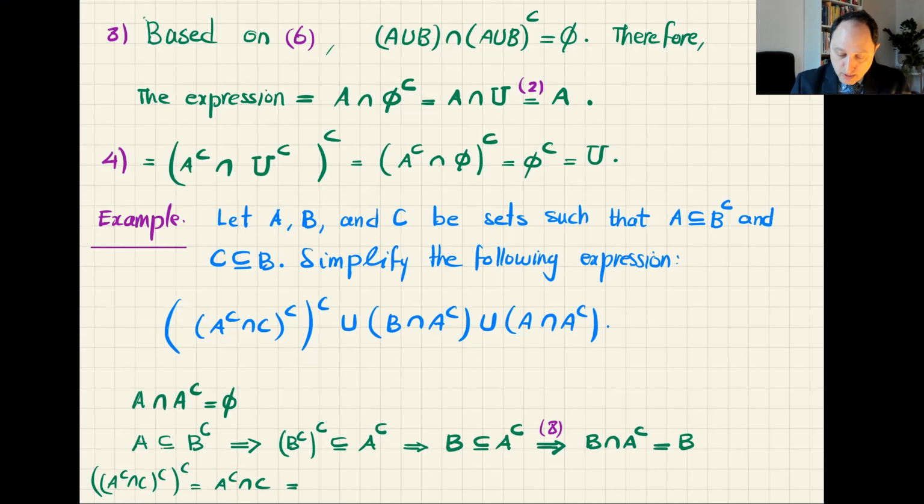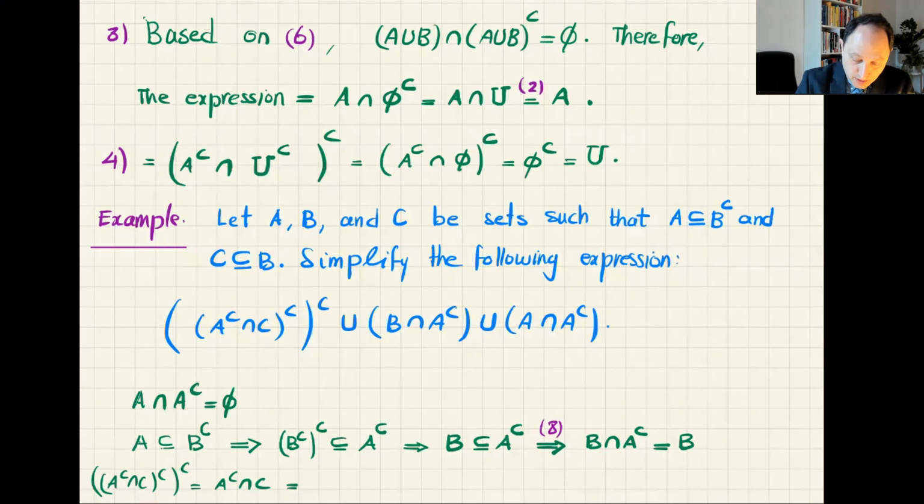But if I go to my assumptions, the assumptions are relating A with B and relating C with B. But I want to have somehow a relation between A and C. But I can use the transitivity of this subset relation. Yes, how? You are telling me that A is a subset of B complement, so I realize that B is a subset of A complement. And now you are telling me that C is also a subset of B. I can compare these two, yes?